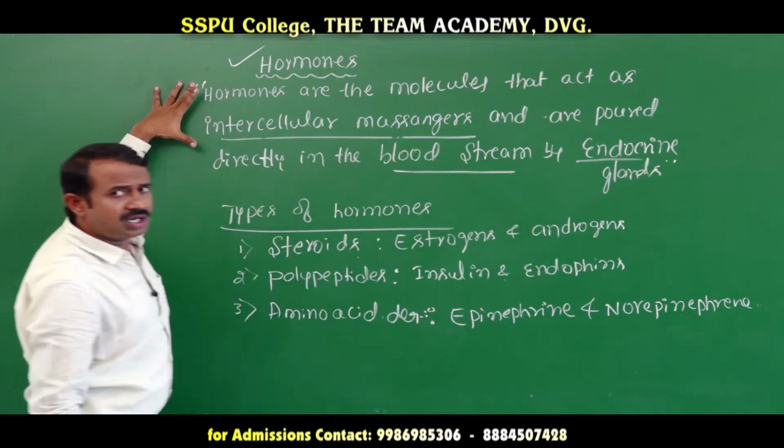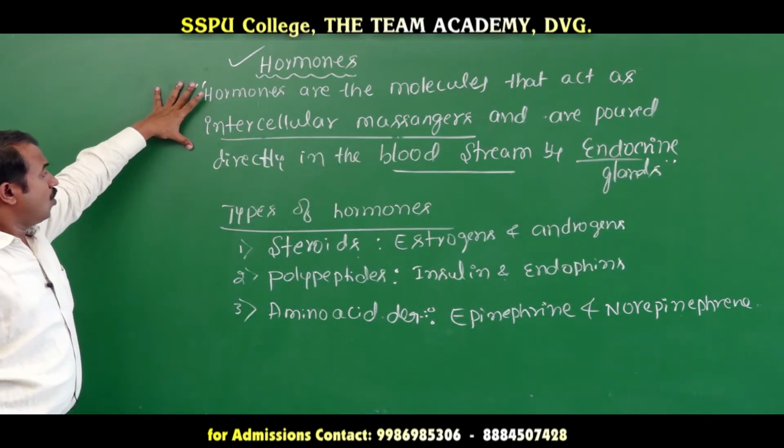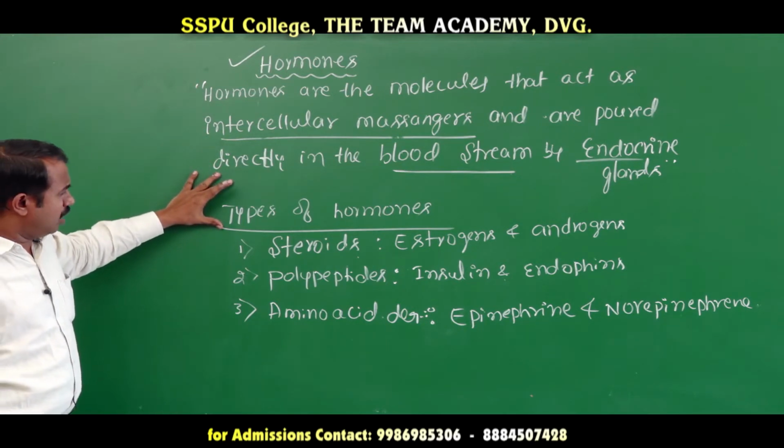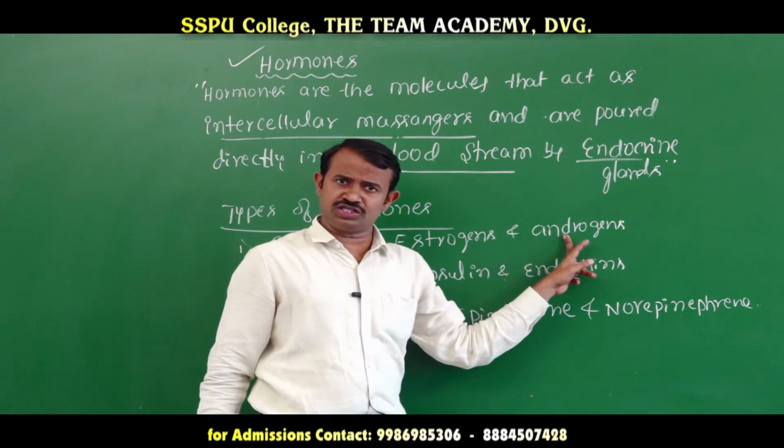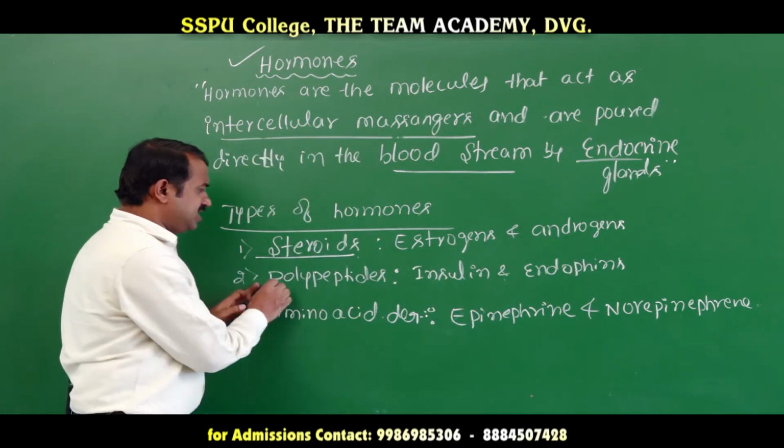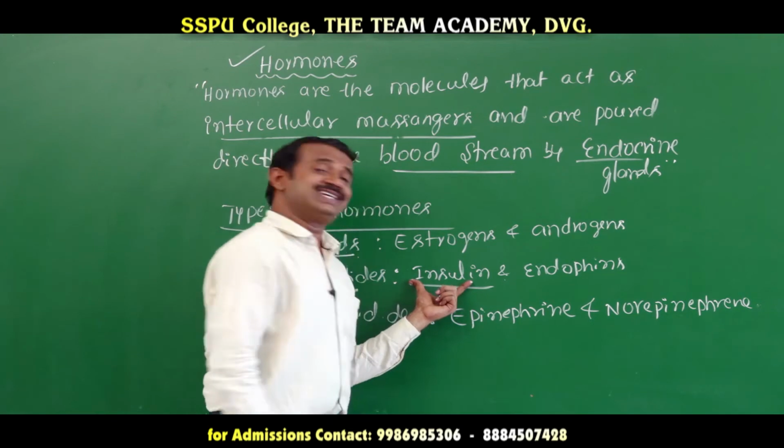This is hormones. What are the types of hormones? Hormones include steroids, which are sex hormones such as estrogen and androgens. Next is polypeptide. Polypeptide hormone is insulin.